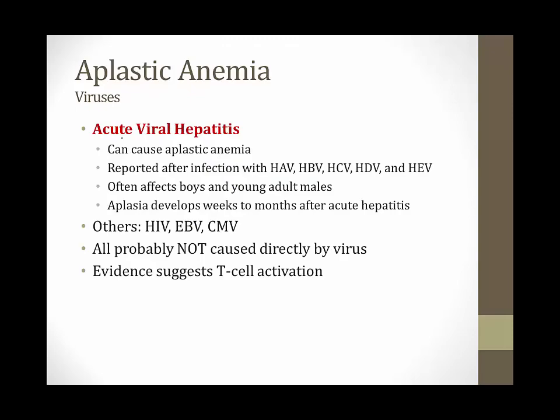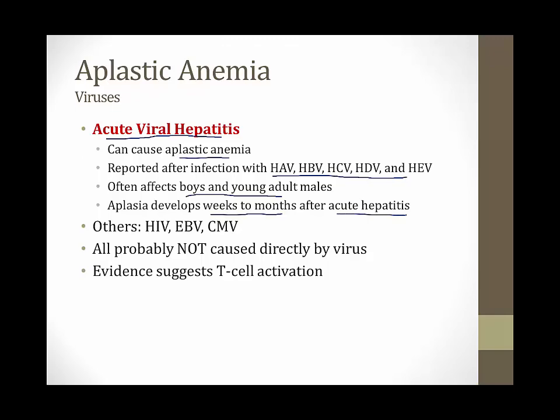Aplastic anemia is also associated with acute viral hepatitis infections. These can lead to aplastic anemia. Aplastic anemia has been reported after acute hepatitis from all of the hepatitis viruses, Hep A, B, C, D, and E. For reasons that aren't well understood, this often occurs in boys and young adult males who develop acute hepatitis, and the aplasia doesn't occur at the same time frame as the hepatitis. It usually happens weeks or even months after the acute hepatitis has resolved.